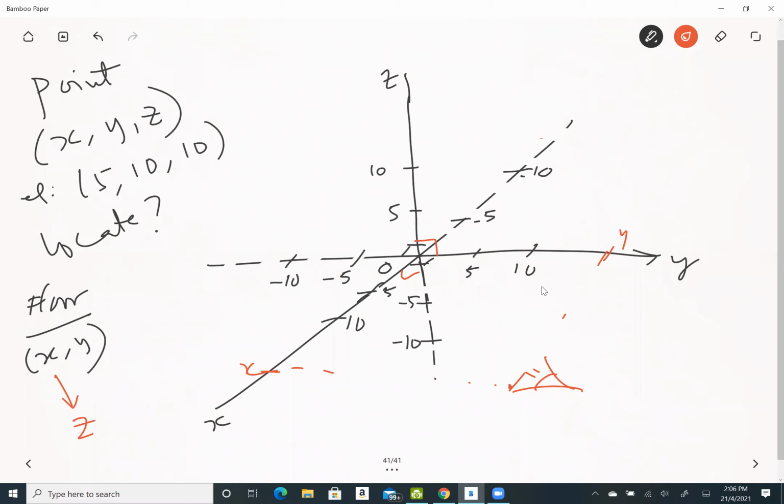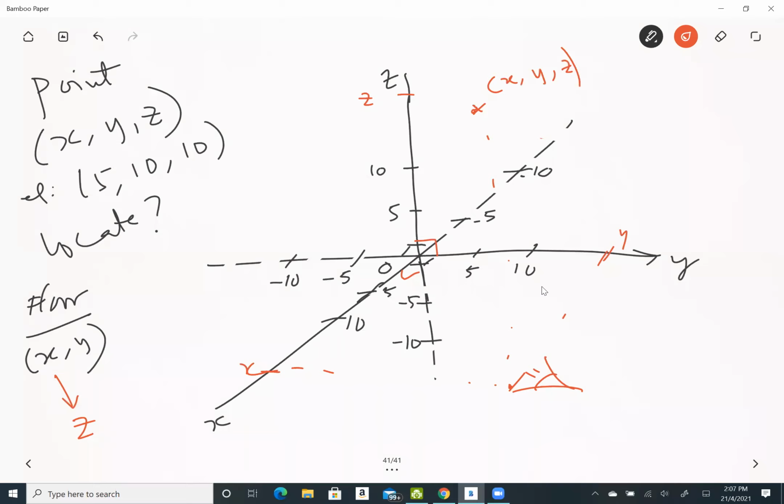So z is the vertical axis. From that x, y, let's say somewhere here, and z is somewhere here, so we have to go up. That is the point x, y, z. So firstly, you find the x, y on the floor, and then you get the corresponding z.